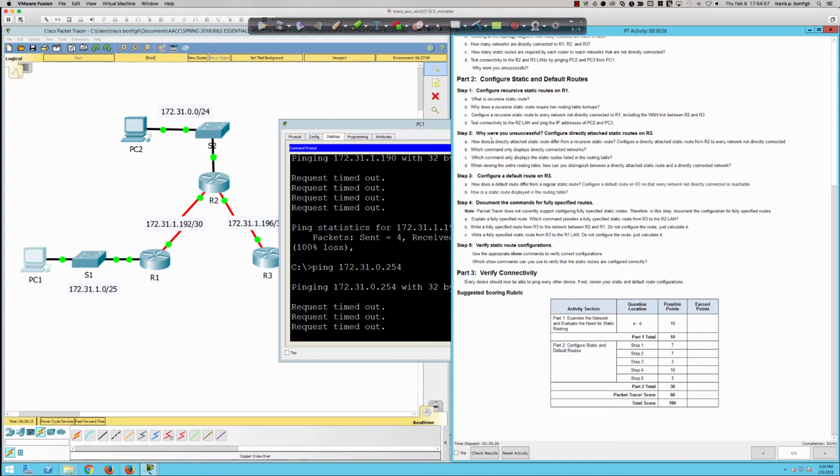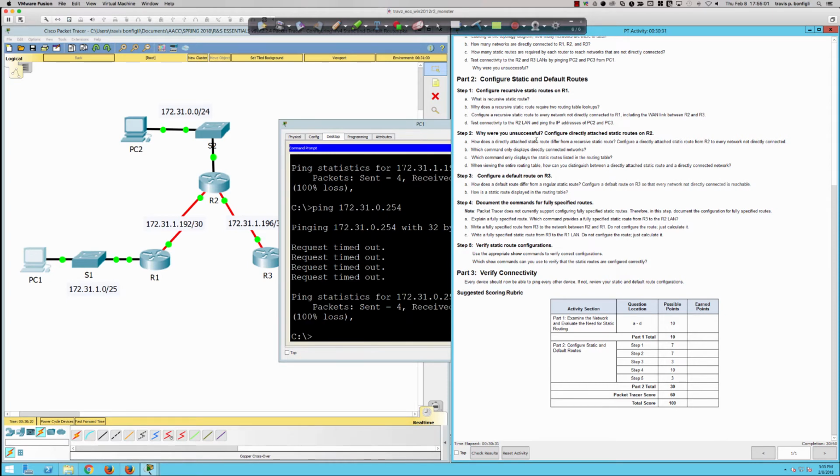So, why were you unsuccessful? We're unsuccessful because the traffic doesn't know how to find its way back. So let's try to resolve this. Configure directly attached static routes on router 2.